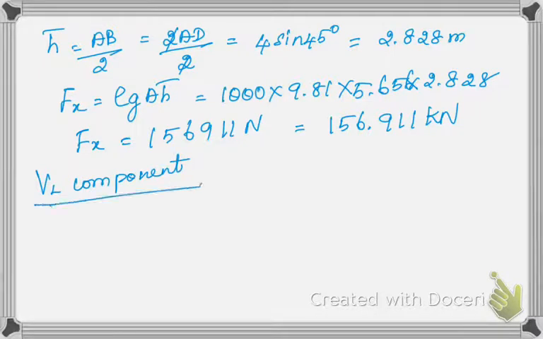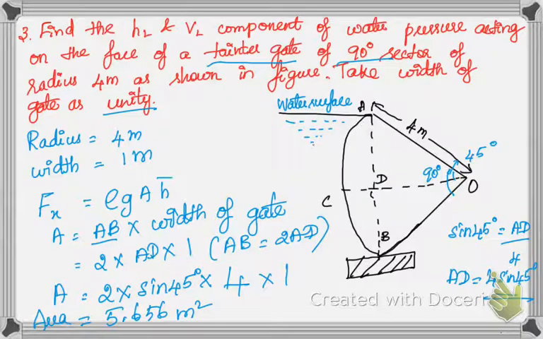So we have found out our horizontal component Fx. Next we have to find our vertical component Fy. So what is this Fy? Fy is nothing but the weight of water that is supported by the curved surface. So we can see a curved surface here. What is the weight of water that is supported by the curved surface ACB?